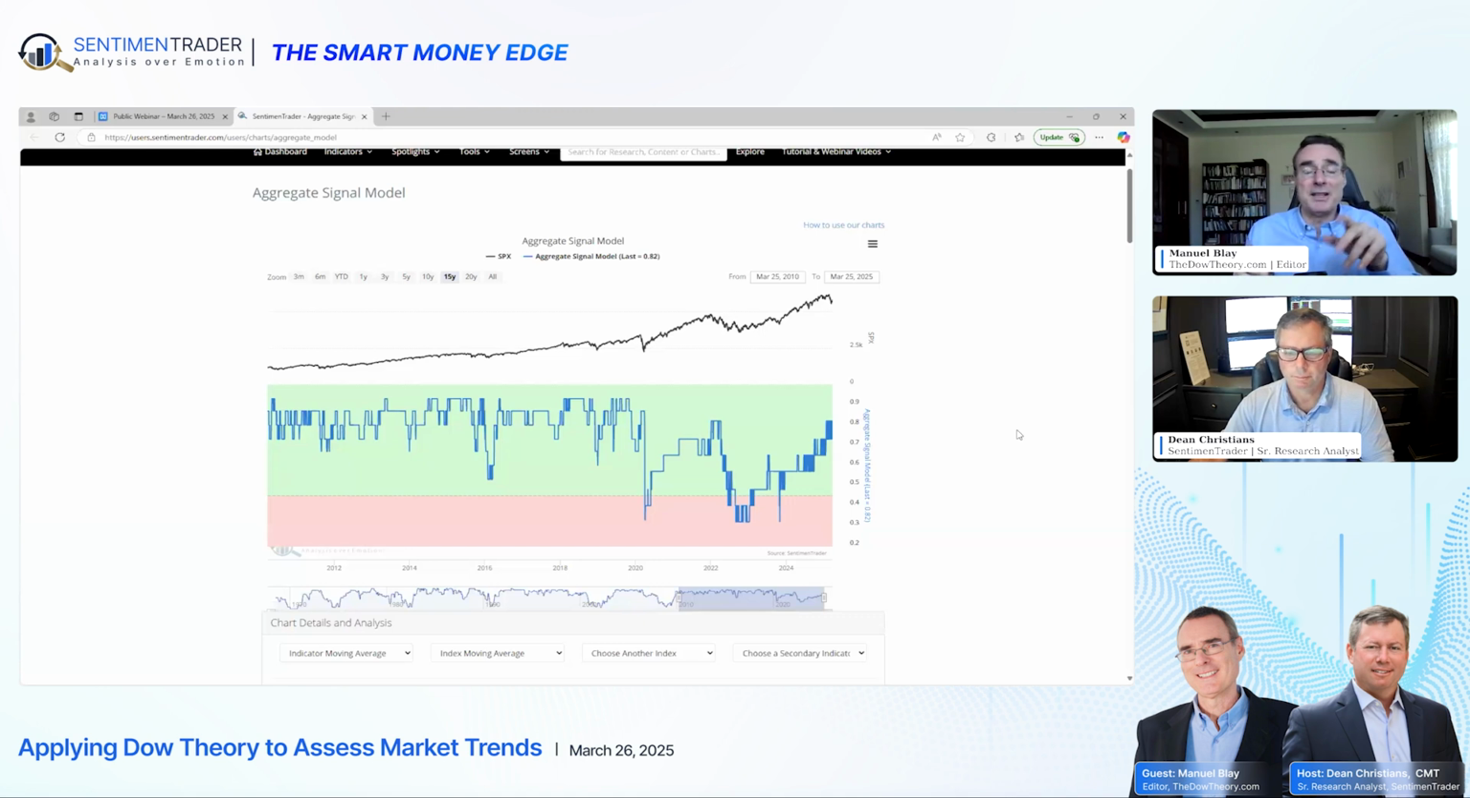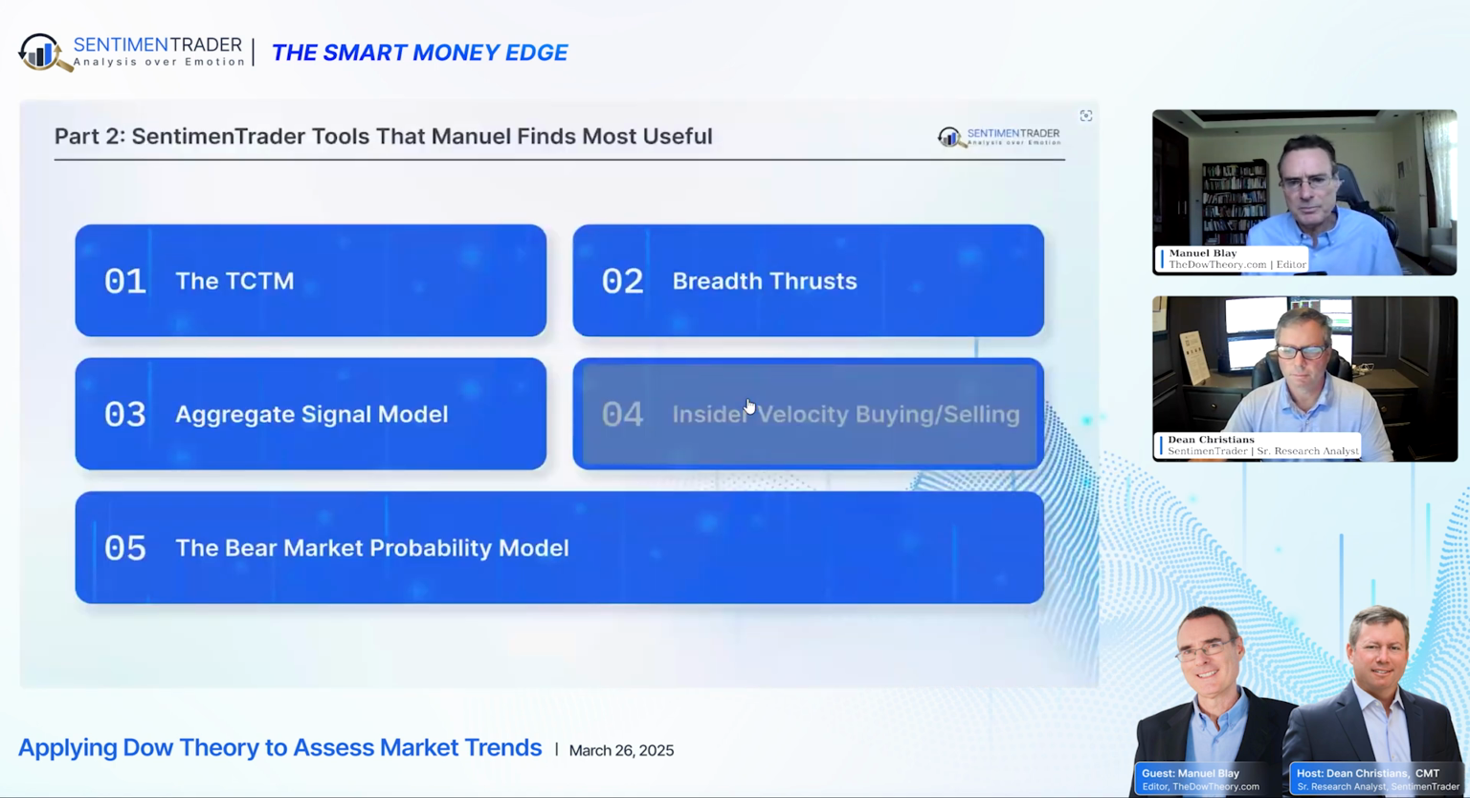As you can see from the TCTM indicator and now from the aggregate signal model, they flash signals more or less in this time frame. So this is not a day trading system or even a swing trader system. Since when I trade stock indexes I do it with around a 1 year time frame, it's really a great fit for me. So let's go maybe to another one.